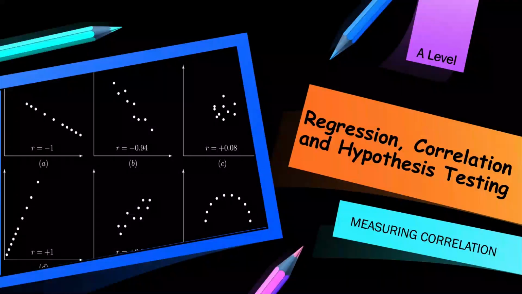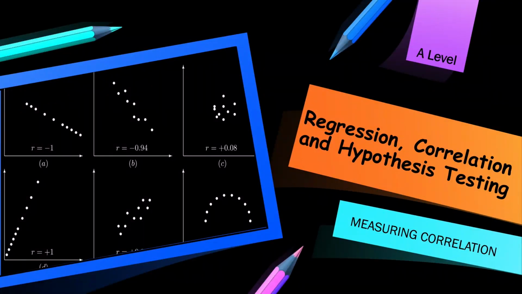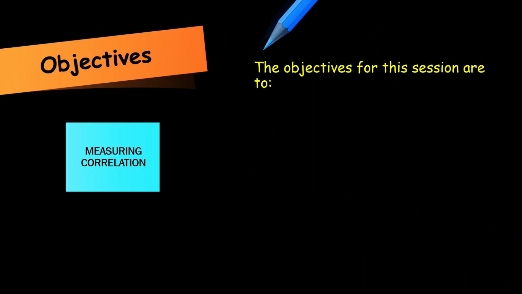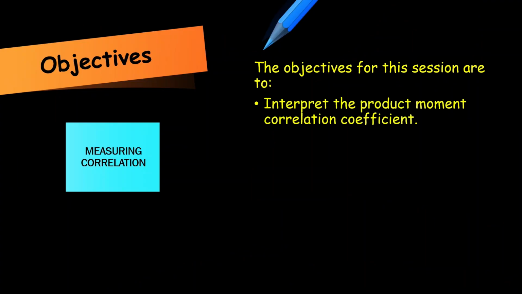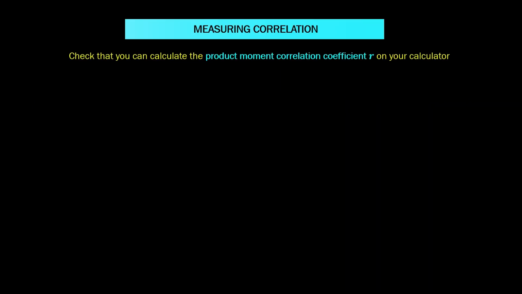Welcome to the unit on regression, correlation and hypothesis testing, measuring correlation. The objectives for this session are to interpret the product moment correlation coefficient. Before beginning this unit, do check that you can calculate the product moment correlation coefficient R on your calculator. In this session, we're going to focus on the interpretation of R for a set of bivariate data.